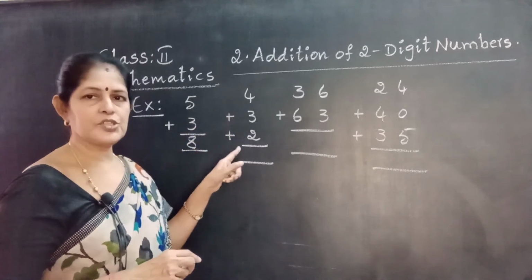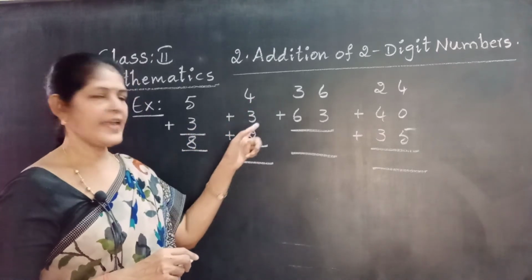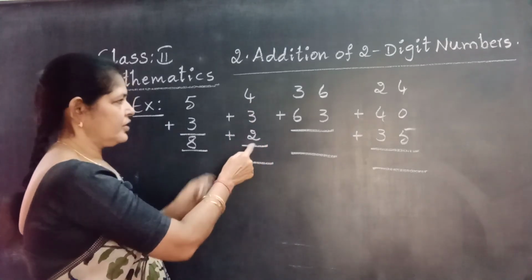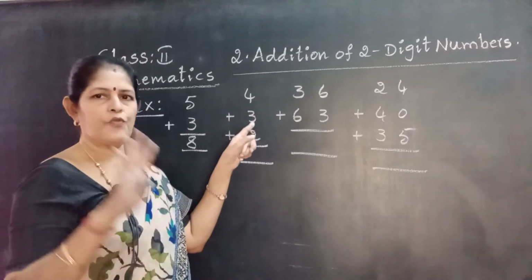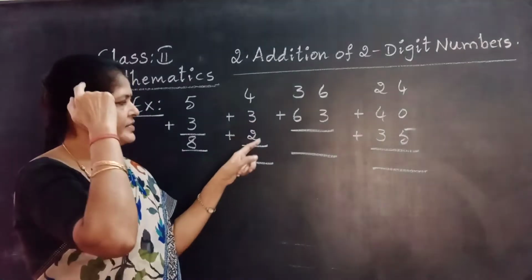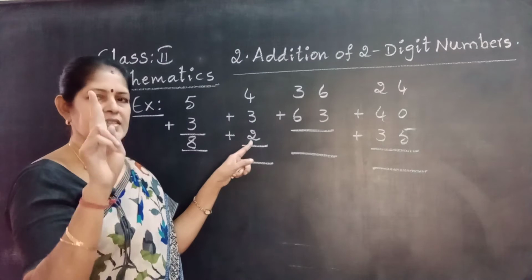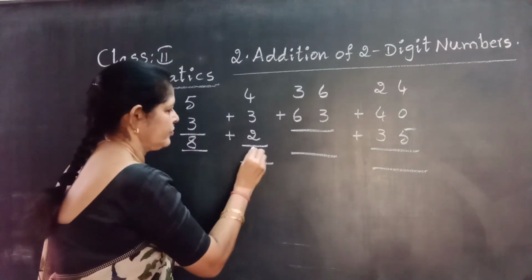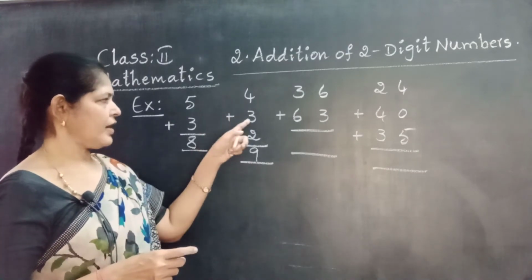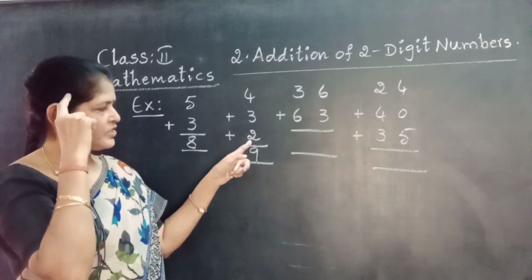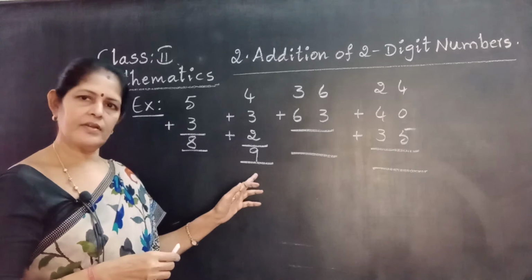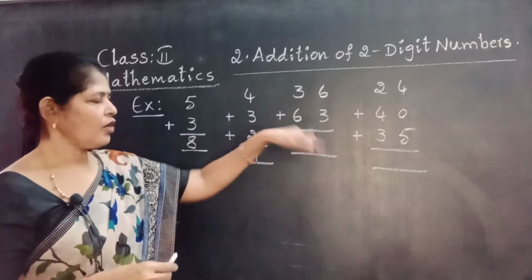Come to here: 4 plus 3 plus 2. When we do 3 lines addition, be careful. First add these 2 numbers, then go to the third number. Take 4 fingers, 3 after 4, 5, 6, 7. Keep 7 in the mind. Take 2 fingers, 7 after 8, 9. The total is 9. Write 9 in the answer place. This is the total.